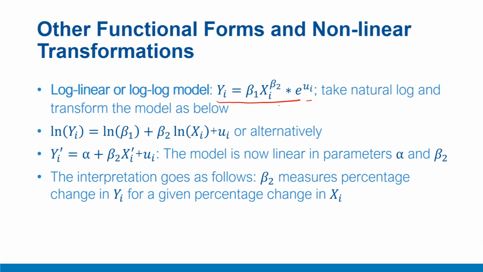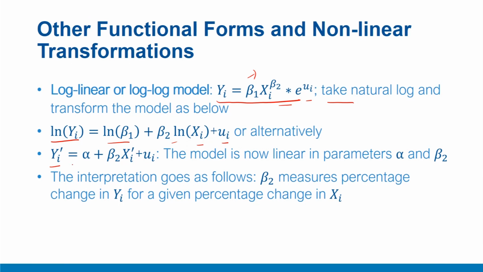Now, in order to estimate this, notice the parameters are of nonlinear form, and therefore if we take the natural log transformation of this expression on both sides, on the left hand side we have ln yi, on the right hand side we have ln of beta 1 plus beta 2 times ln of xi plus mu i, which can be further transformed into yi dash equal to alpha plus beta 2 times xi dash plus mu i.